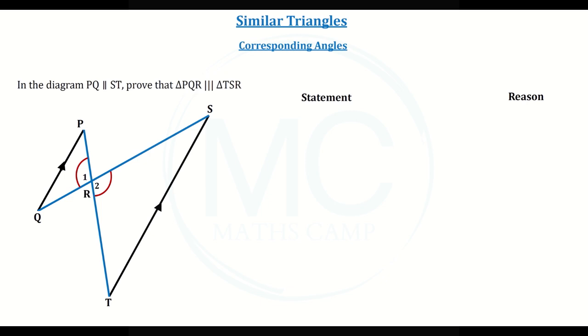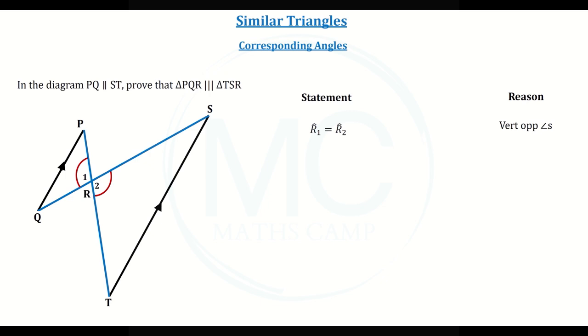Now R1 lies vertically opposite angle R2. And from our work with angle relationships and straight lines, we know that vertically opposite angles are equal. So we can make the statement that R1 is equal to angle R2. And we give the reason vertically opposite angles.